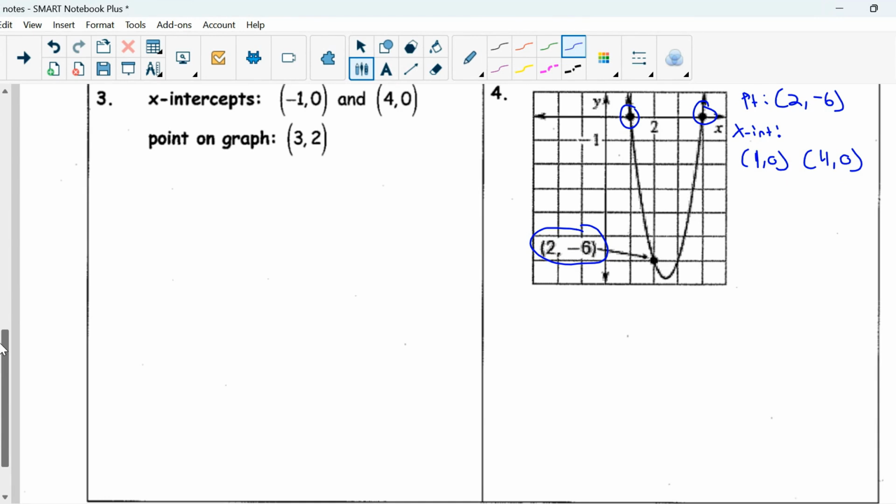Let's start by substituting in our intercepts since those are essential to the writing of intercept form. So we've got y equals a times x minus my first intercept, which would be 1, times x minus my second intercept, which is 4. Next, let's go ahead and substitute in our x value and our y value from the point that we're given. So my y value is negative 6.